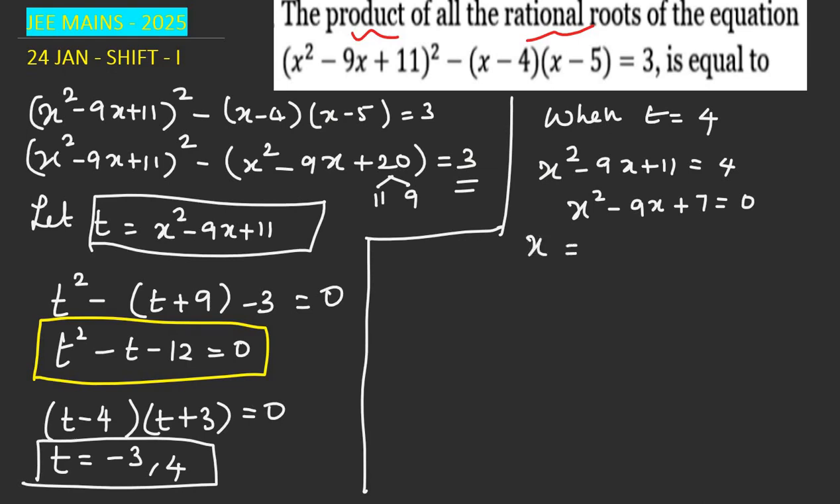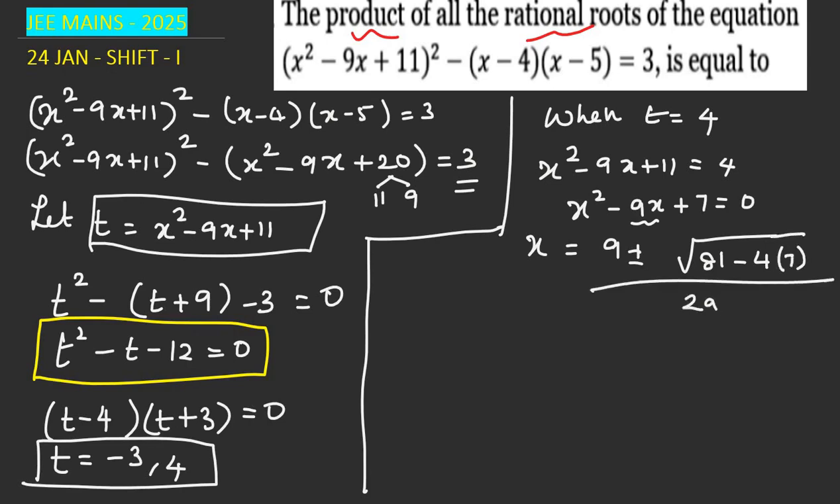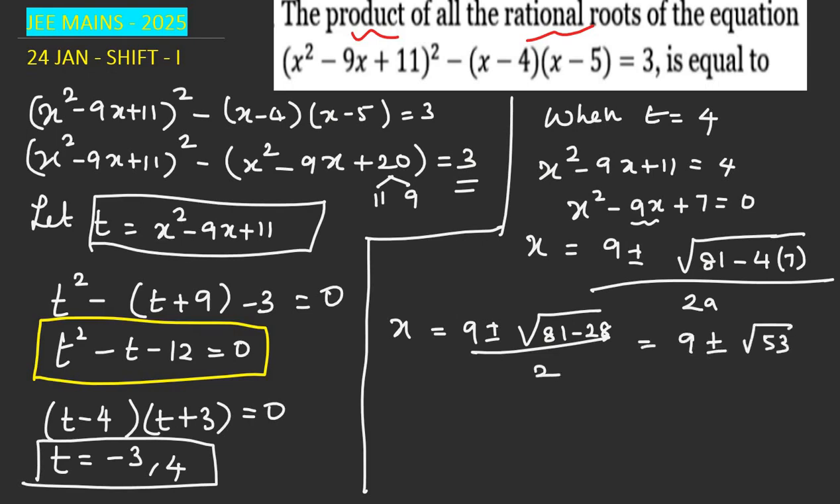Now, the roots are x is equal to minus b plus or minus root of b square minus 4ac, divided by 2a. So, 9 plus or minus root of 81 minus 4 into 1 into 7, where c is 7 from the equation, divided by 2, which gives us x is equal to 9 plus or minus root of 81 minus 28 divided by 2, which is equal to 9 plus or minus root of 53 divided by 2. I want only rational roots here, so we are not interested in this value.